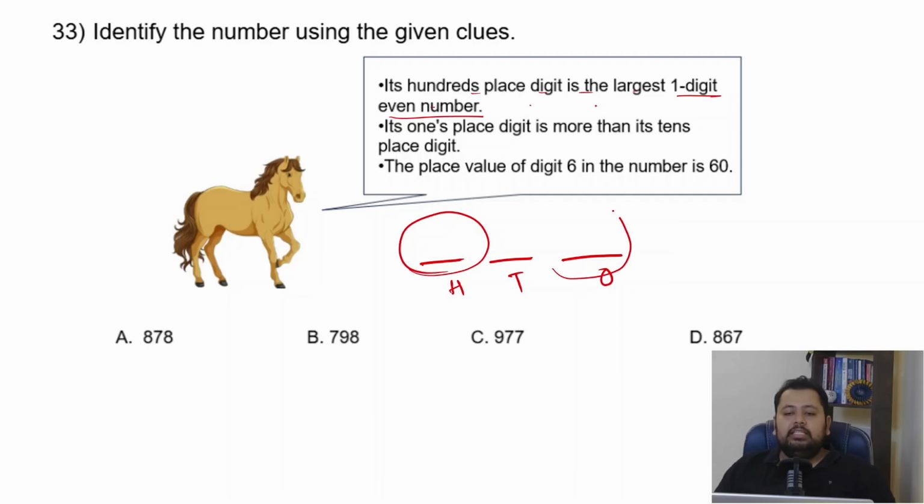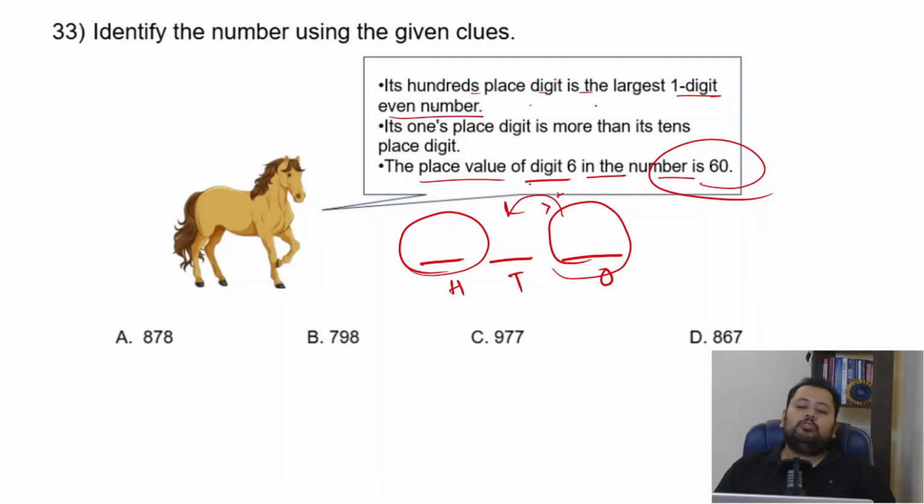Its ones place digit is more than its tens place digit. So this is greater than this, right? The place value of digit 6 in the number is 60. So where 6 will be placed, you should know, right? Pause the video, solve it first, and then look at the solution.